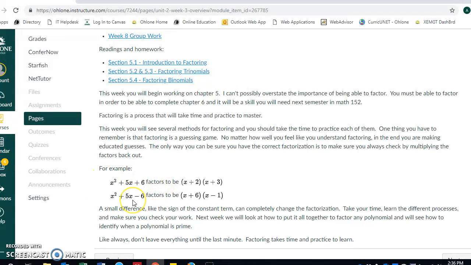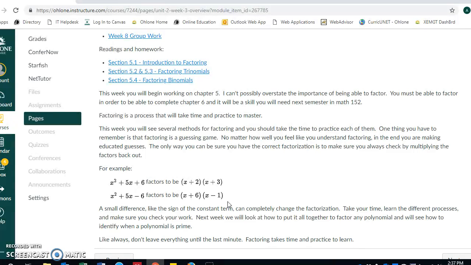What I want to point out, though, is that as you look at this, here are two polynomials, x squared plus 5x plus 6 and x squared plus 5x minus 6. And those look like almost exactly the same polynomial, the only difference being the sign on the constant term here. What you see here, though, is that they factor completely differently. And this is what I mean by it's just a guessing game. You're going to develop a process in your head for how to factor these polynomials. But in the end, one different sign, one plus sign that becomes a minus, suddenly leads to a factorization that looks completely different.